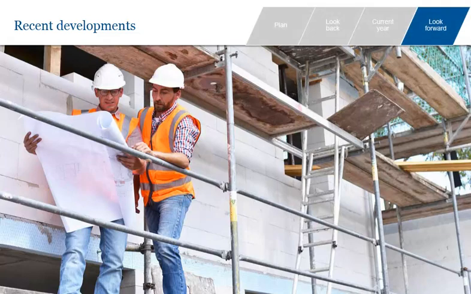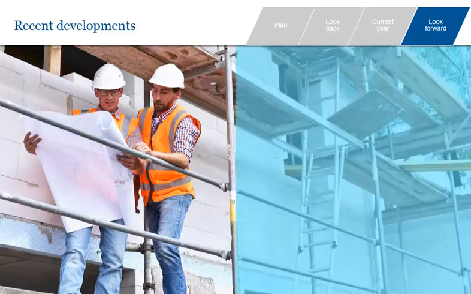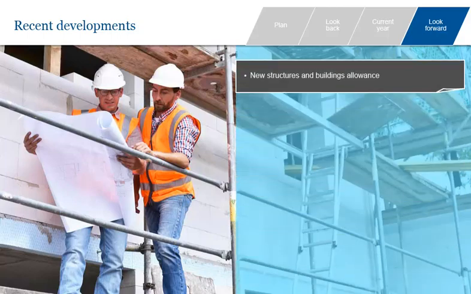Finally, you may wish to use the meeting to update your client on recent and proposed changes to tax rules, rates and allowances. The slide includes some examples. First, there's the new structures and buildings allowance. This provides relief for capital expenditure incurred on or after 29th of October 2018 on new commercial structures and buildings. It is given at the rate of 2% per annum.